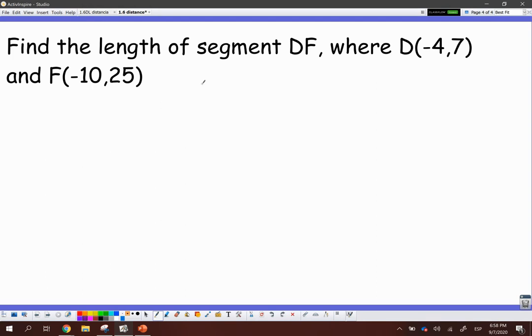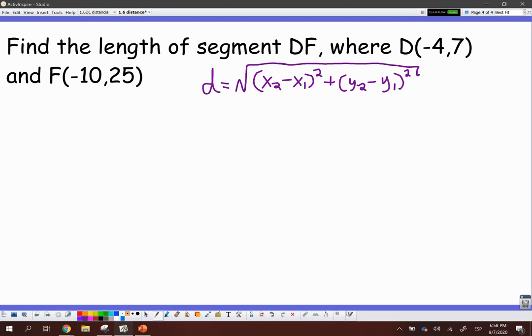Big numbers, but don't get nervous, because remember, we have our distance formula. So I'm going to write it out this time. I have the square root of (x2 minus x1) squared plus (y2 minus y1) squared. At this point, I'm going to label my x1, y1, my x2, y2, so I know which one is which. My first point is these, so I'm going to label those x1, y1, and I'll label these x2, y2.